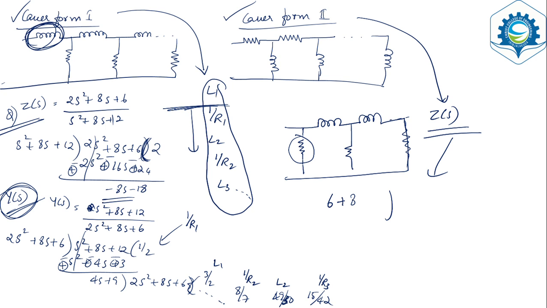6 plus 8s plus 2s square. Sorry, you are going to take Z of S. So I have taken Y of S. I am sorry. I will just use my eraser. I'm just going to make some space over here.